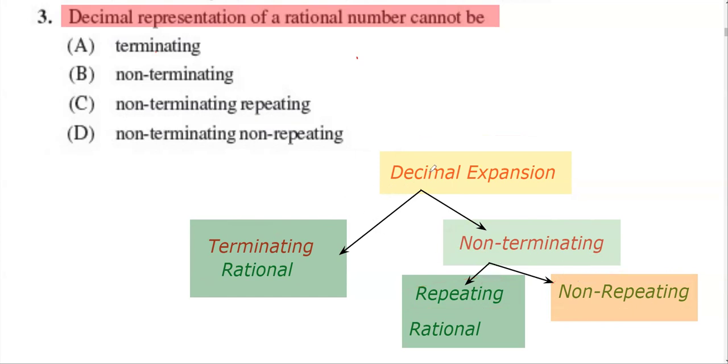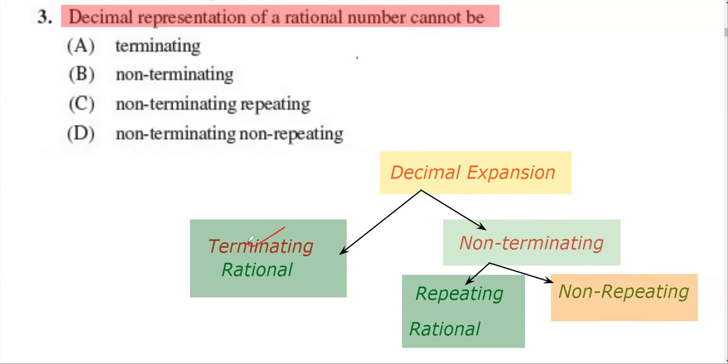If it is terminating, then we say it is rational. If it is non-terminating but repeating, then we say it is rational. The only condition when it is irrational is when it is non-terminating and non-repeating. So our question says "cannot be", since it is a rational number. Since it is a rational number, it cannot be non-terminating, non-repeating.